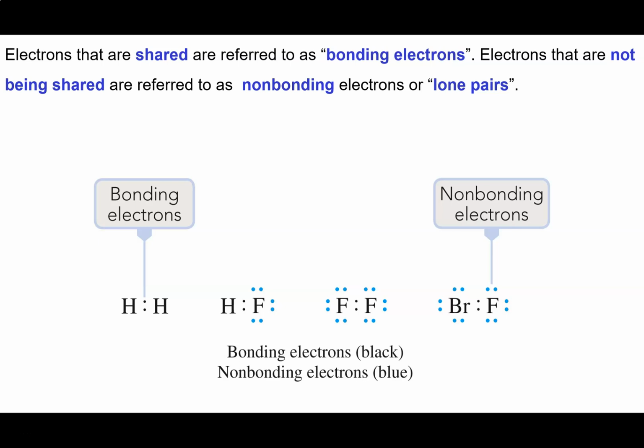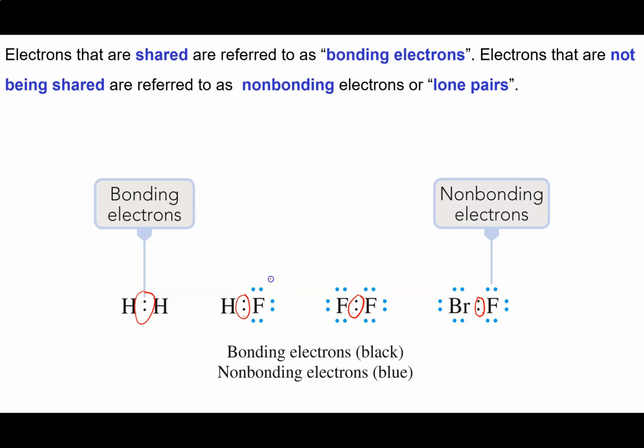So we see in a molecule there are 2 types of electrons. There are those electrons that are shared, we call those bonding electrons, and one pair of electrons forms a single bond. So this is one bonding pair, one bonding pair, or alternatively we say a single bond, a single bond.